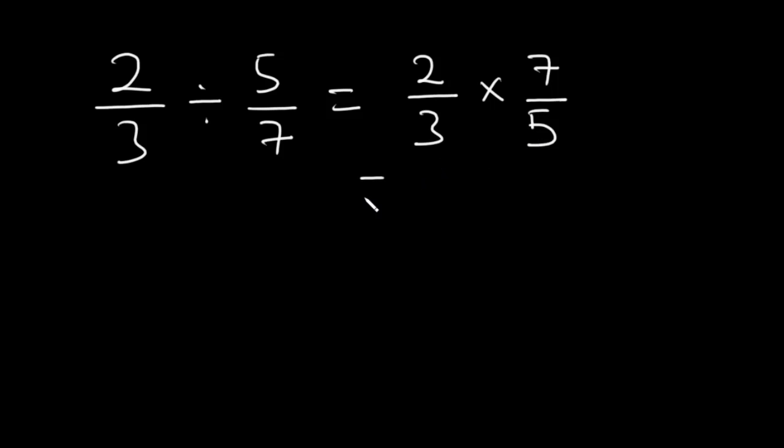After which you can multiply across. Now 2 times 7 is equal to 14 and then 3 times 5 is 15. So the final answer is 14 over 15.